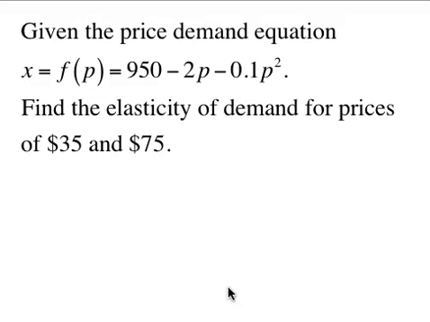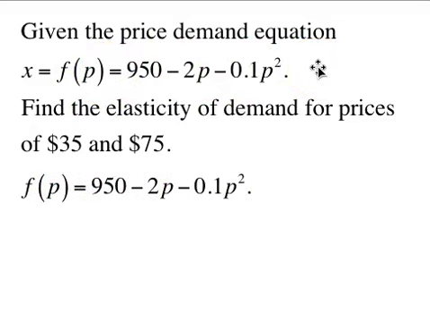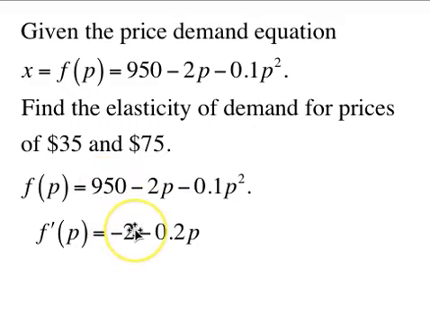Let's look at another example. Given the price-demand equation, x is f of p is 950 minus 2p minus 0.1p squared. We want to find the elasticity of demand for prices of $35 a unit and $75 a unit. Well, we have f of p, so we need to find f prime of p, which will be negative 2 minus 0.2p. And with f prime of p and f of p, we can get the elasticity of demand.